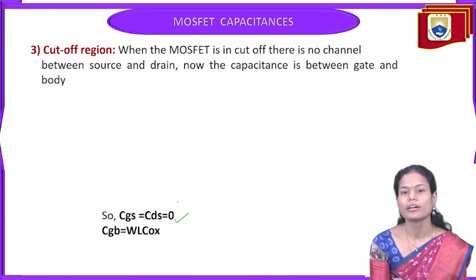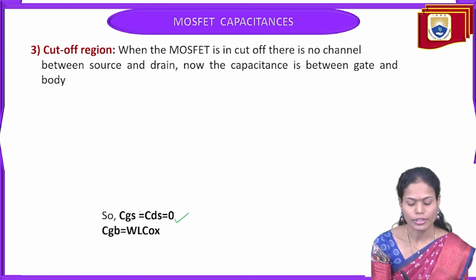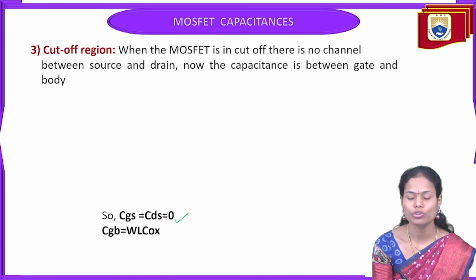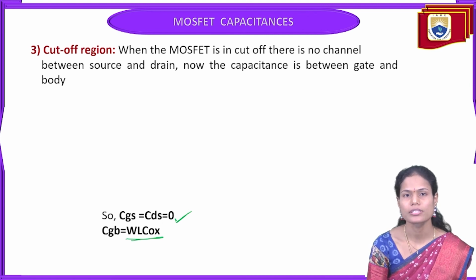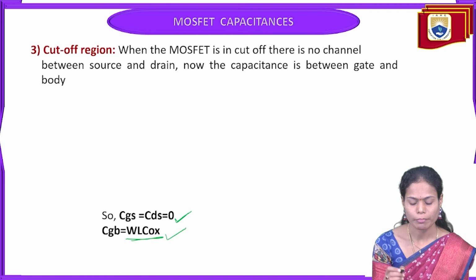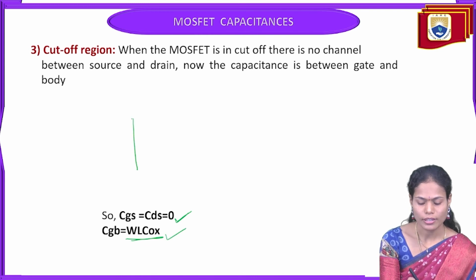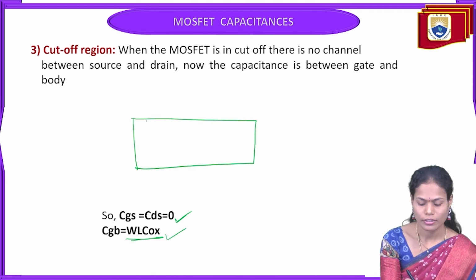But gate to body as well as drain to body capacitances are 0, but gate to body capacitance is the total capacitance which is present, that is width and length as well as COX of the MOSFET. So in this case I can represent it like this.